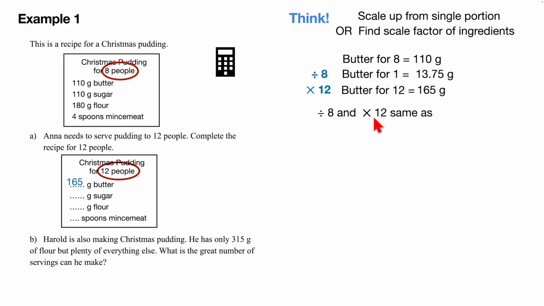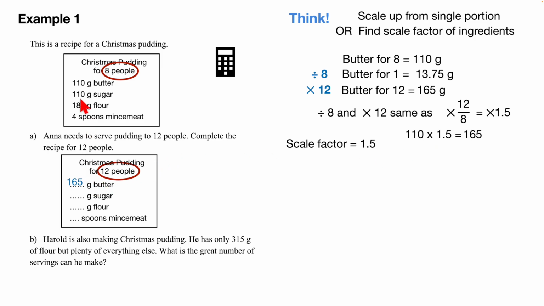Dividing by 8 and multiplying by 12 is the same as 12 divided by 8, and that would be 1.5. Everything here gets multiplied by 1.5 down to here because we're serving for 12, not 8. Scale factor is 1.5. 110 times 1.5, you'll be pleased to know, is equal to 165.